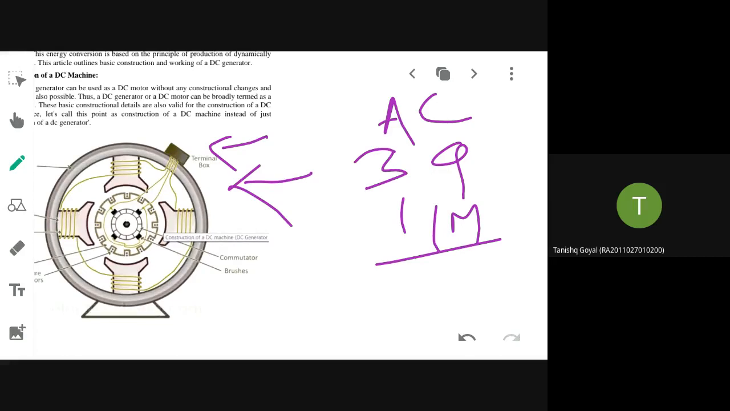Ma'am, will you please repeat core type, shell type, transformer? Core type, shell type, and the AC and DC machine constructional view. AC means three-phase induction motor. No theory, only diagram. Only diagram. But you have to write pre-lab and post-lab. Okay, now one more experiment we will start.